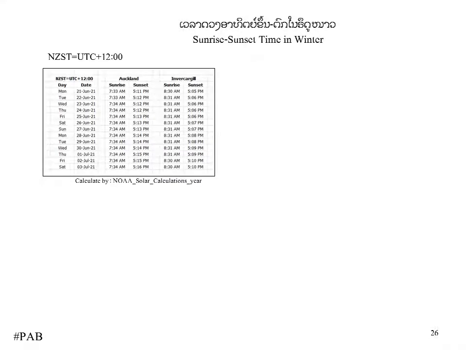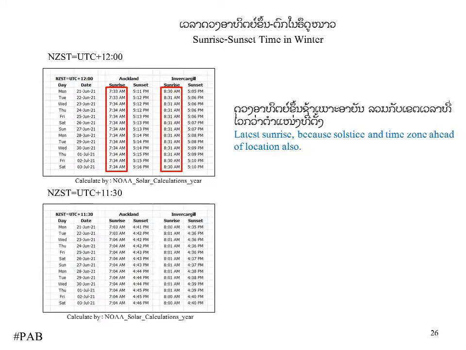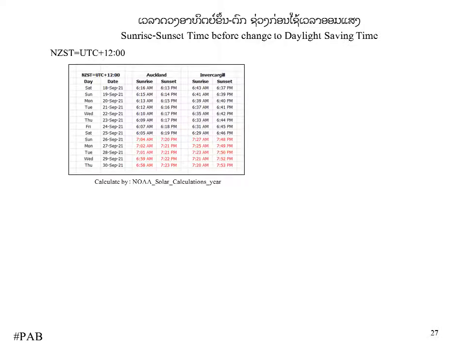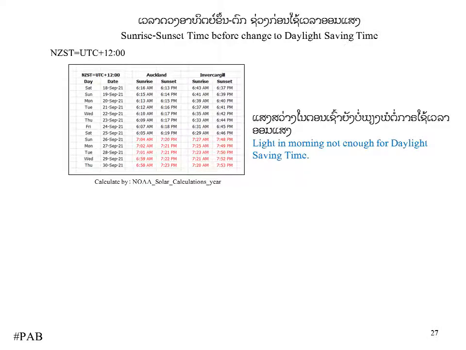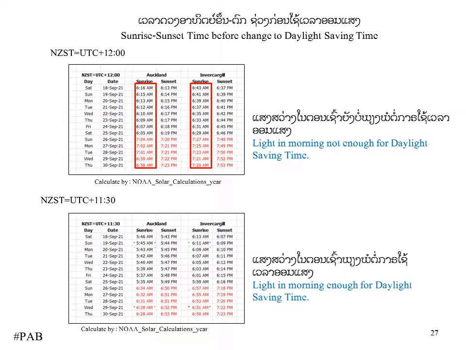Appendix: sunrise and sunset time in winter. With UTC plus 12 hours, sunlight is late because of the solstice and because the time zone is ahead of the location also. But with UTC plus 11 hours 30 minutes, sunlight is late because of the solstice only. Sunrise and sunset time before changing to daylight saving time: with UTC plus 12 hours, light in the morning is not enough for daylight saving time. But with UTC plus 11 hours 30 minutes, light in the morning is enough for daylight saving time.